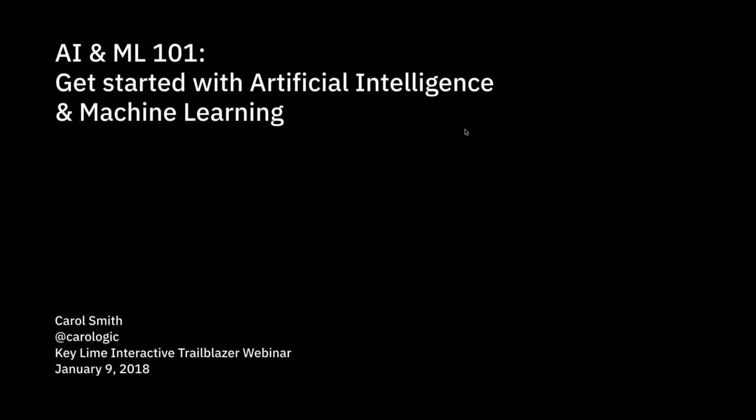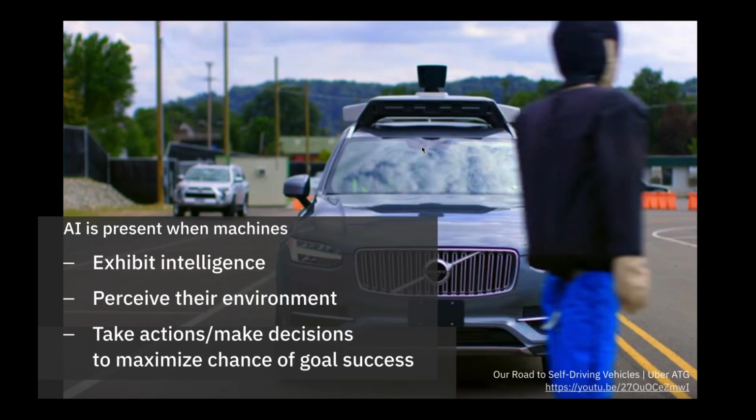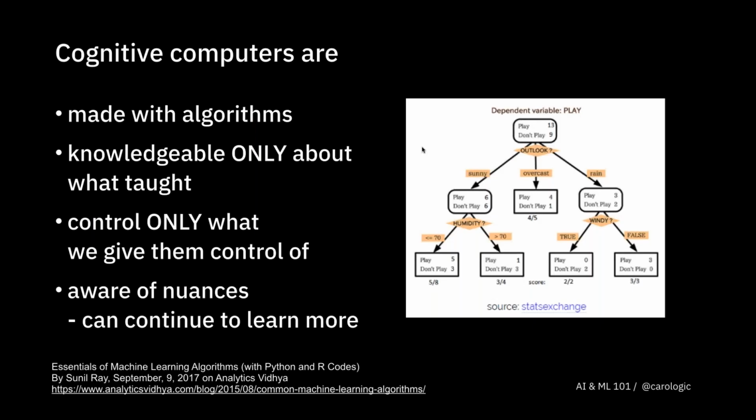We're going to get right into it and learn more about machine learning and artificial intelligence and what these things are. So AI is present when machines exhibit intelligence, when they can perceive their environment, and when they take actions or make decisions to maximize their chance of success at the particular goal that they're trying to do. So they have to go about this in a way that shows that they are doing these particular activities. And at their heart, they're really just a group of algorithms.